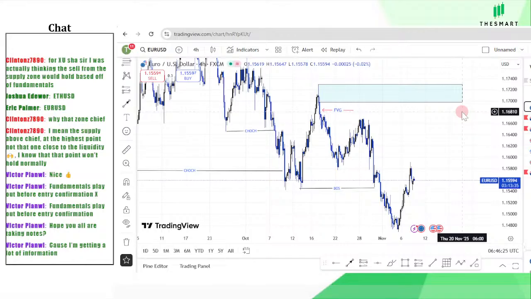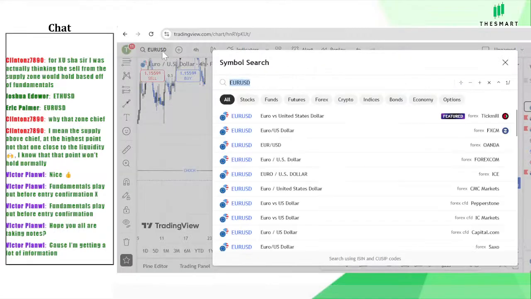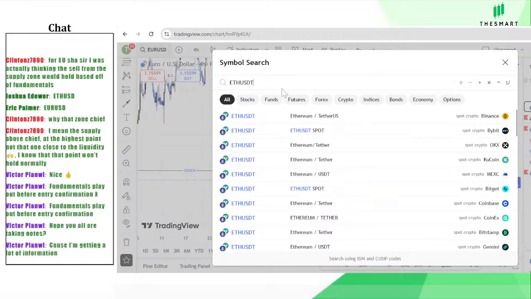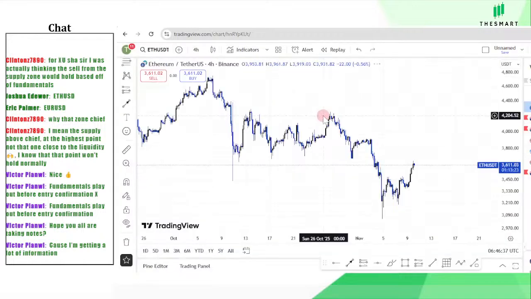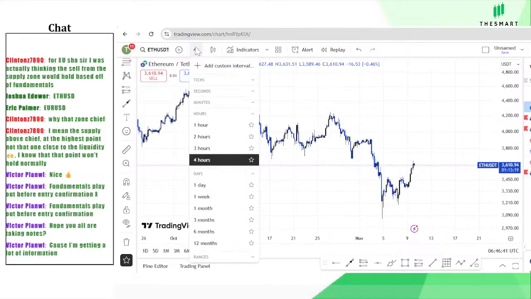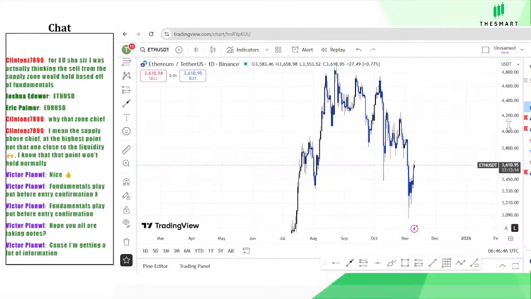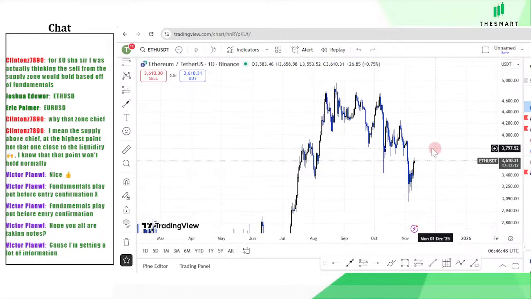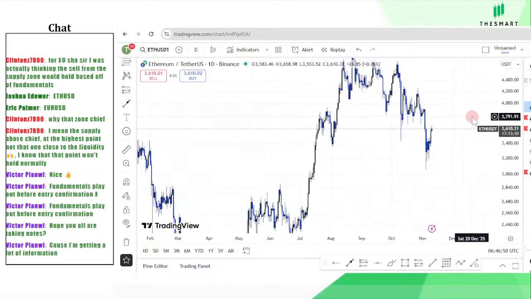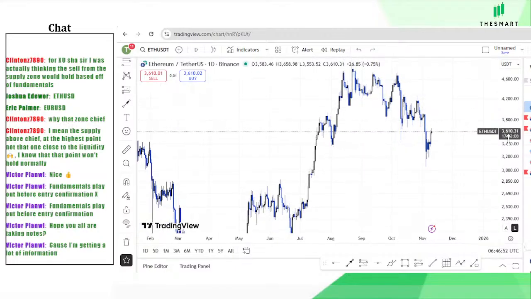So let's look at Ethereum for this week. What do we have on Ethereum? Where are we going to on Ethereum? Looking at BTC, we should know that we already have similar price action, and we should be looking for something possible on Ethereum too.